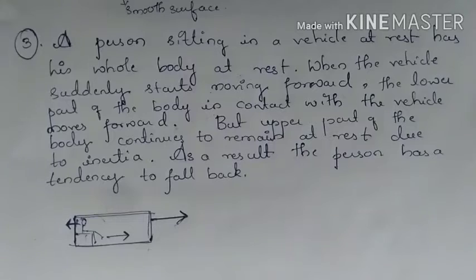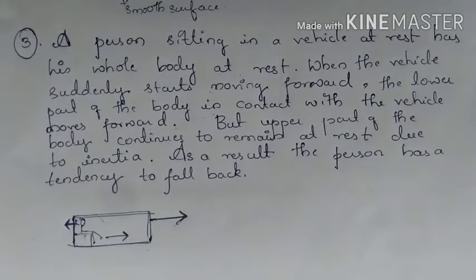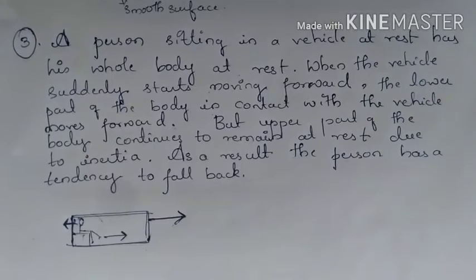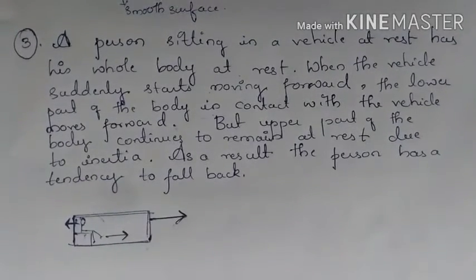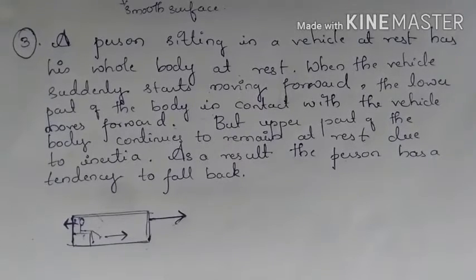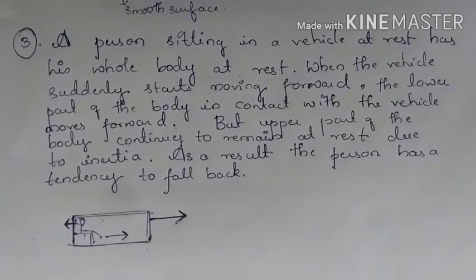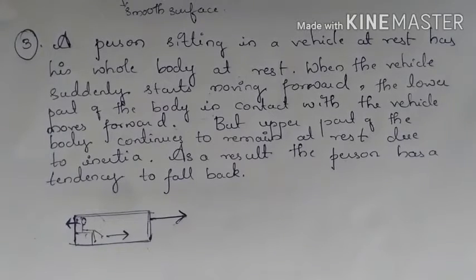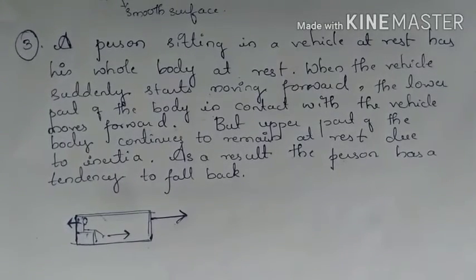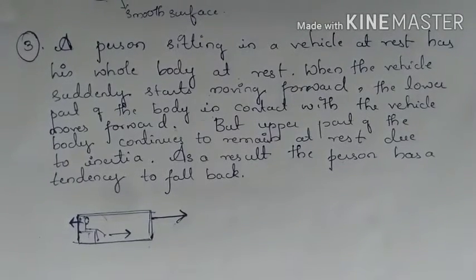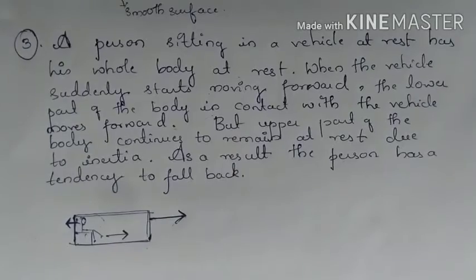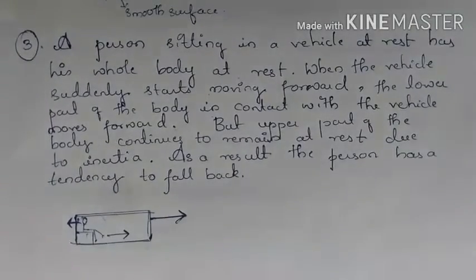So if in a moving bus, the body of a person has the same velocity as that of the bus. There's a bus in which a person is sitting and this bus is moving. So now the body of the person has the same velocity as that of the bus. When the bus suddenly comes to rest, the lower part of the body in contact with the bus comes to rest, but the upper part of the body continues to move forward due to inertia. As a result, the person moves forward.